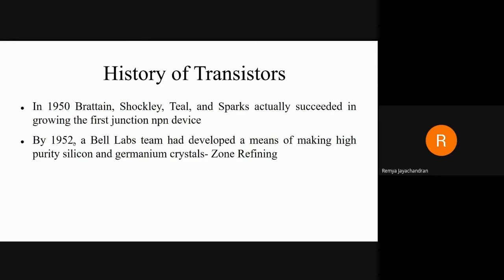In 1952, the Bell Labs team developed the means of making high purity silicon and germanium crystals by the zone refining process. So the concept of the transistors was going on in parallel to that. The fabrication of this device was also going on. For efficient working of the transistor, we require high purity silicon and germanium crystals. So at that time, the Bell Labs team developed the zone refining process of making them.